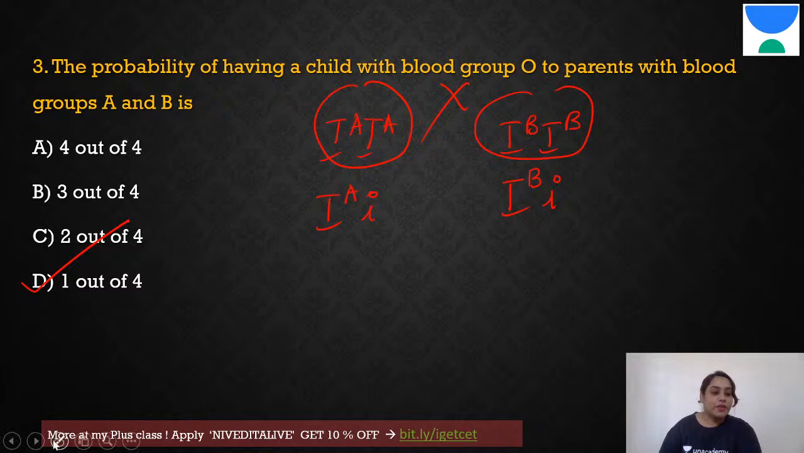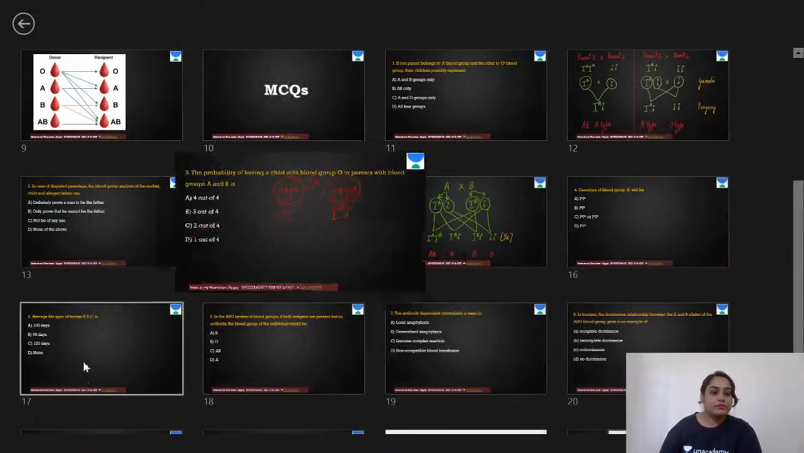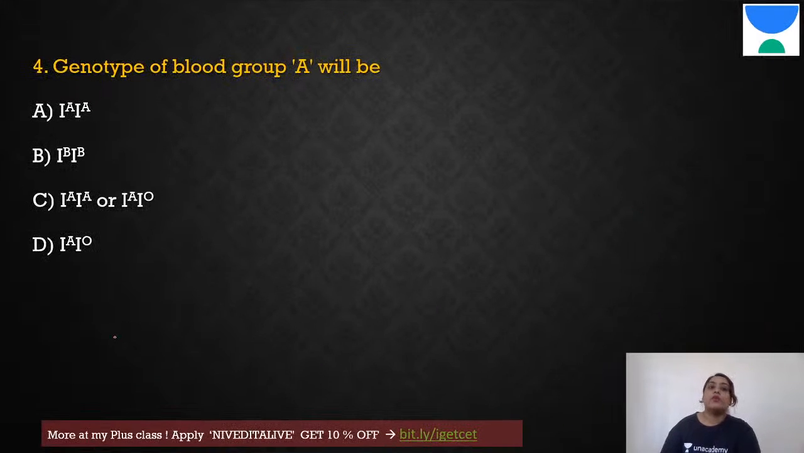Next question. What is the genotype of a mother or a father with blood group A? You have the four options here: I^A I^A, I^B I^B, I^A I^B, and I^A i. So what do you think the answer is here?